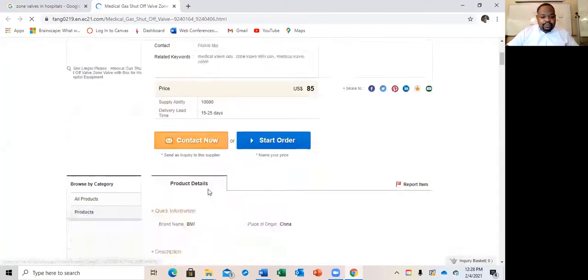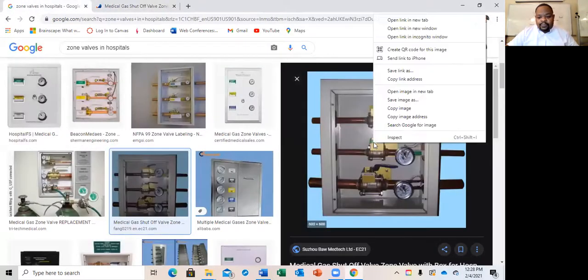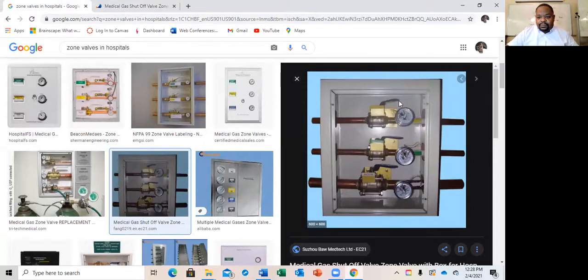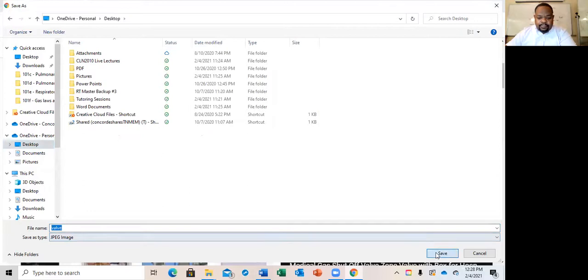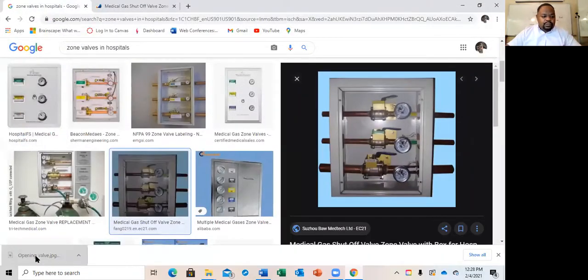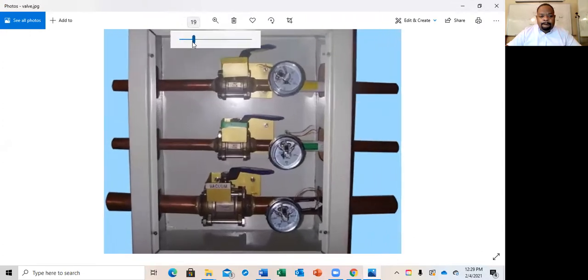Let me see if it's going to show me the picture I want. I think so. All right. Let me save this. Okay. Valve. My desktop. And let's open up the valve picture. There we go. All right. So hopefully you can see this. Make sure you can see it.